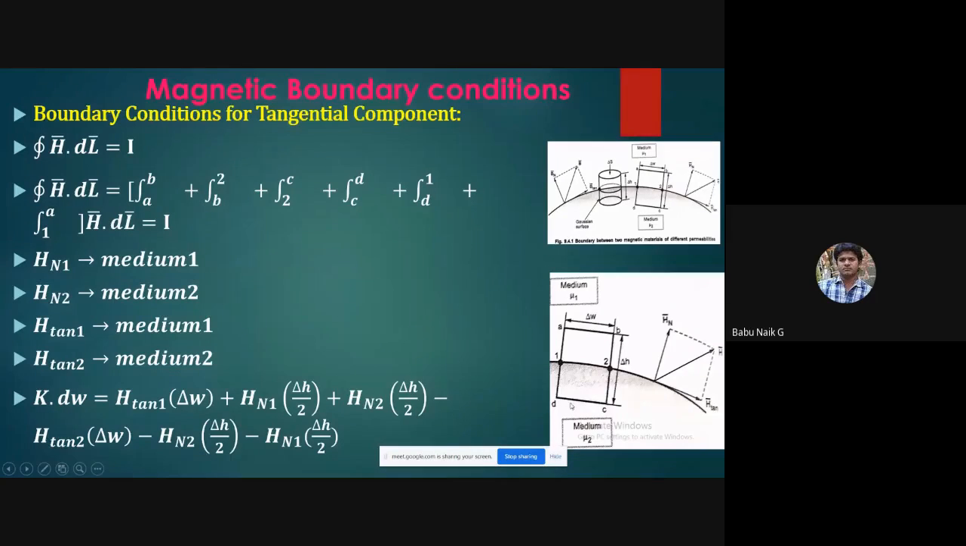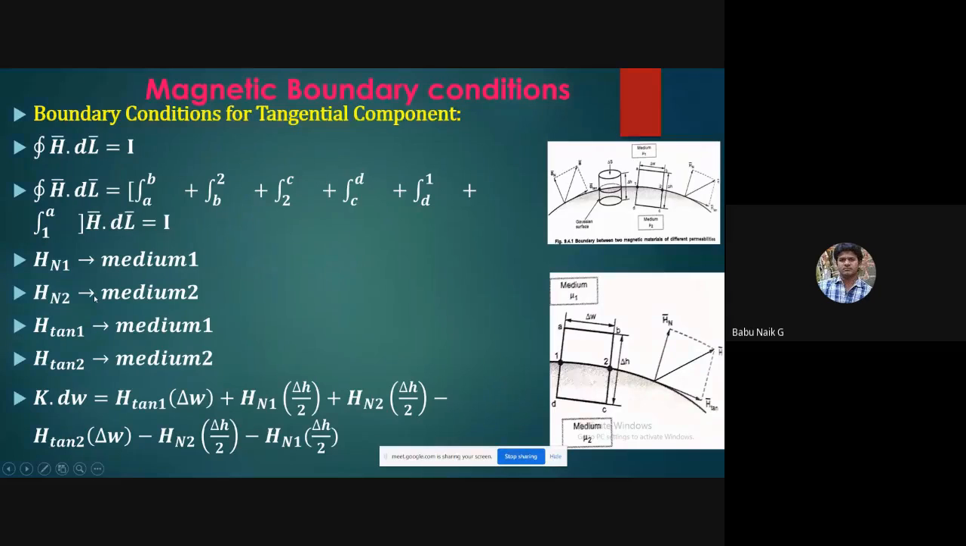H tangential 2, which is C to D. This one is placed parallel to the boundary condition line. So H is nothing but H tangential 2, and the overall integration from C to D is delta W here. And then again you can calculate in a similar way D to 1, which is minus Hn2 delta H by 2, and the other one, 1 to A, which is minus Hn1 delta H by 2. So these are all 6 line integrations of the closed path here.